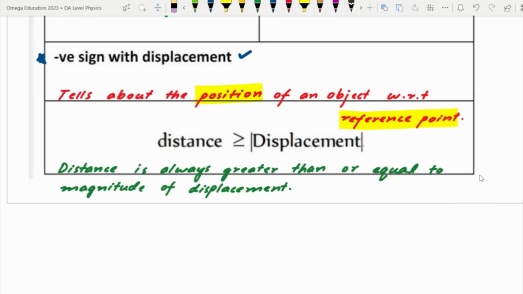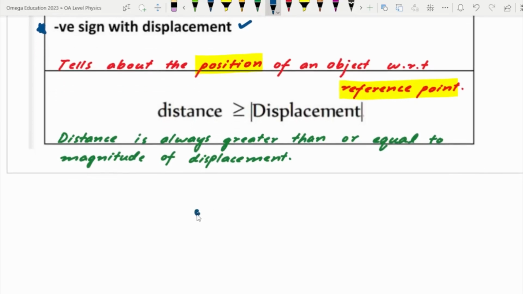So distance would always be greater, or it can also be equal to displacement, but distance can never be less than the displacement, because that would be a violation of the definition of displacement itself, that displacement is the shortest distance. If you have a distance which is even shorter than the displacement, then that should be called displacement. In what cases can the distance and displacement be equal? For example, you move from point A to B, and you walk in a straight line. Whatever your distance is, the same would be the displacement. If you're moving in a straight line, these two would be the same.